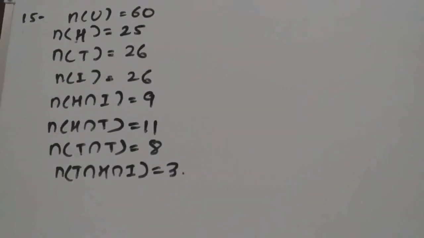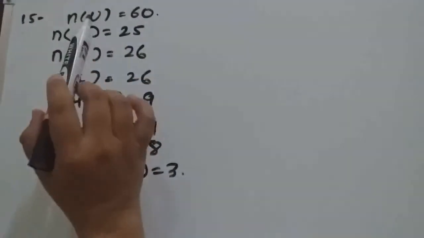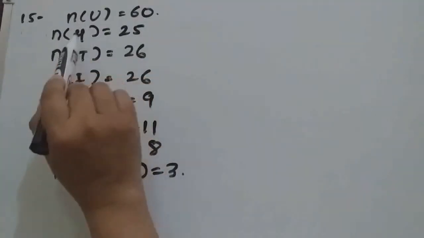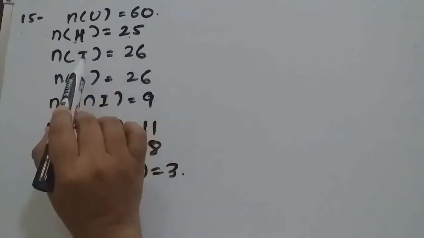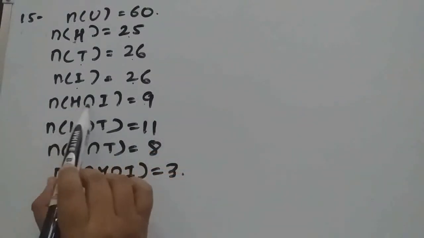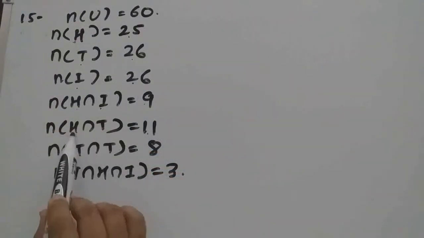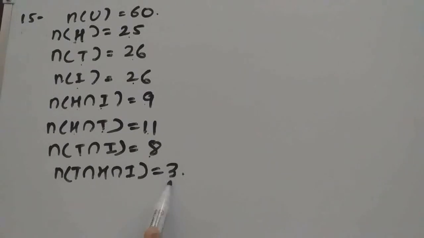Question number 15 says that in a survey of 60 people, so N of U is 60, it was found that 25 people read newspaper H, so N of H is 25, then 26 read newspaper T, 26 read newspaper I, 9 read both H and I newspaper, 11 read both H and T, 8 people read both T and I, and 3 people read all the 3 newspapers.